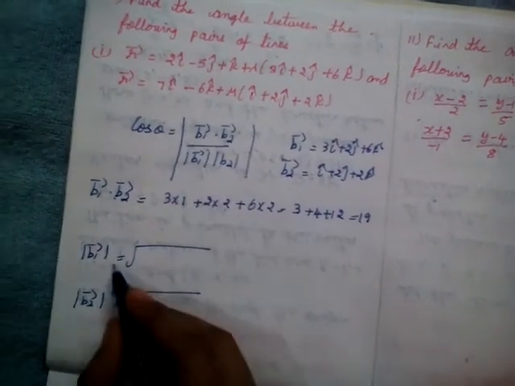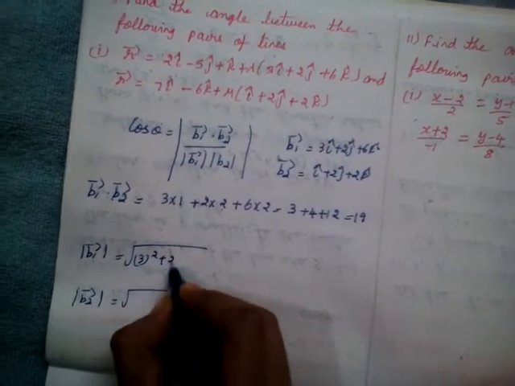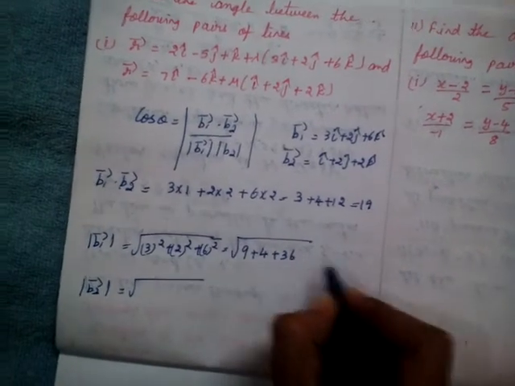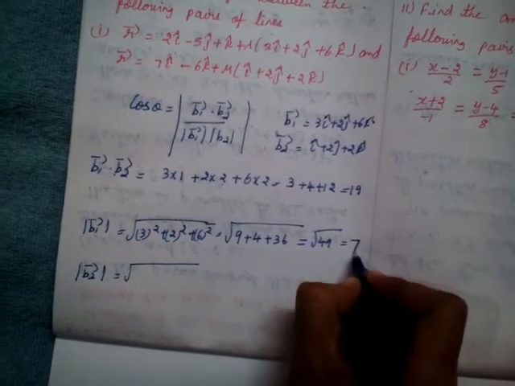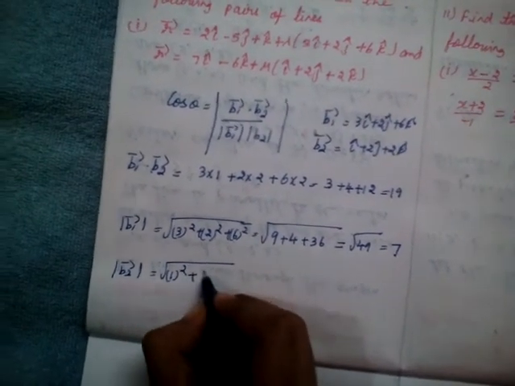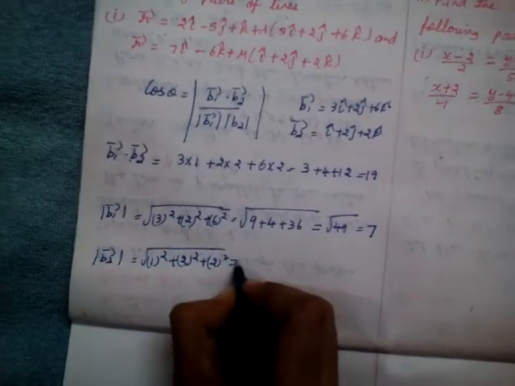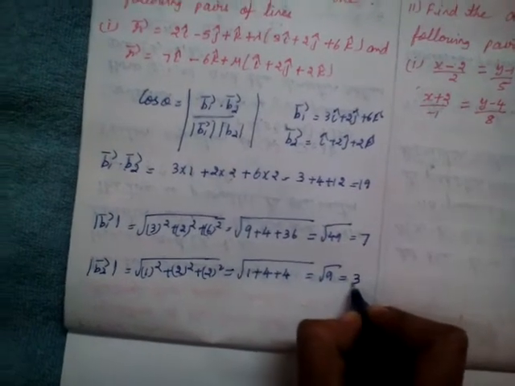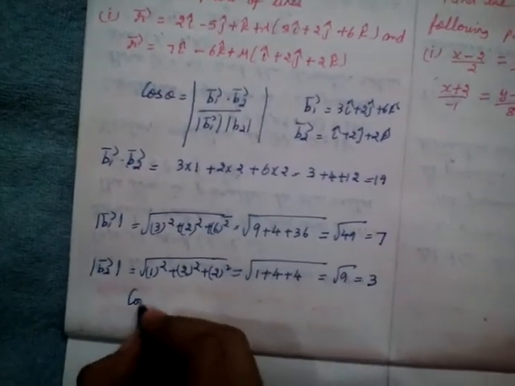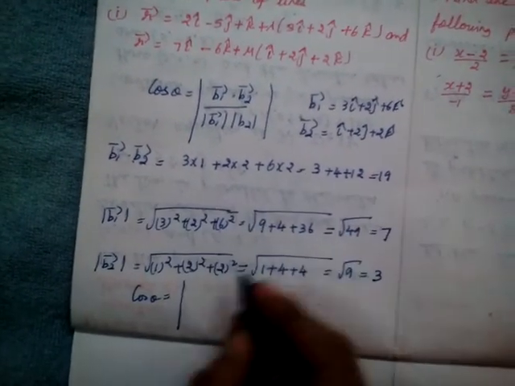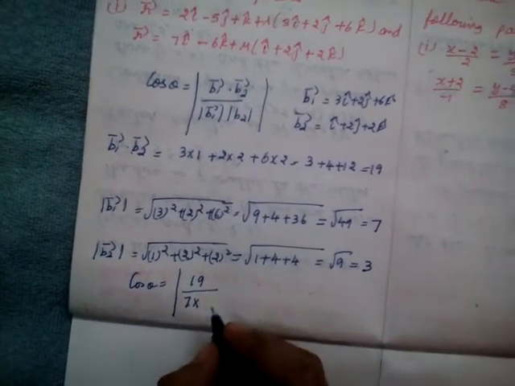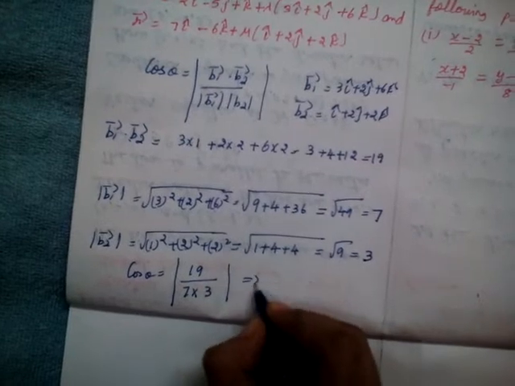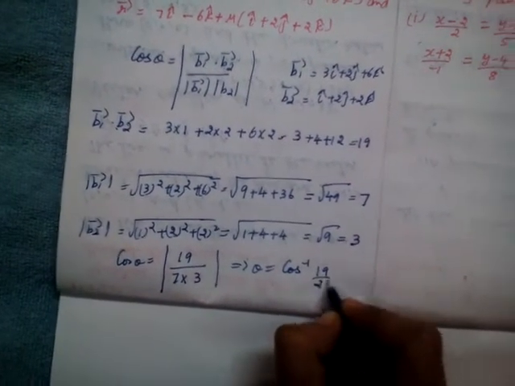Now modulus of b1 is square root of 3 square plus 2 square plus 6 square, which is equal to square root of 9 plus 4 plus 36, which is root 49, equal to 7. Now b2 vector is square root of 1 square plus 2 square plus 2 square, which is square root of 1 plus 4 plus 4, which is root 9, equal to 3. Now you have to find the angle. So just substitute here. cos theta is equal to modulus of b1 dot b2, which is 19, divided by mod b1, which is 7, into mod b2, which is 3. So theta is equal to cos inverse of 19 by 21.